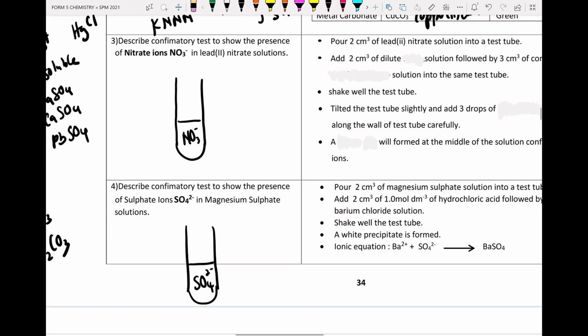Alright, so we move on to the confirmatory test of ions. Please remember the brown ring test. If nitrate ion is present, we need to add 3 solutions. What are the solutions?